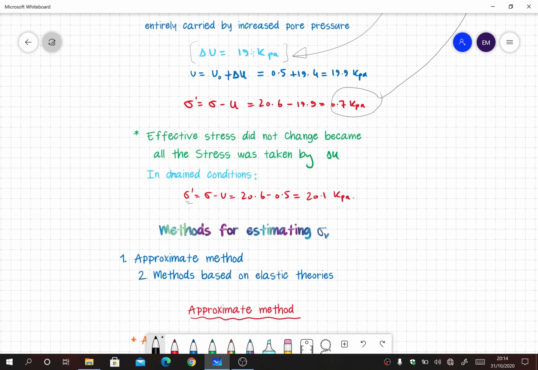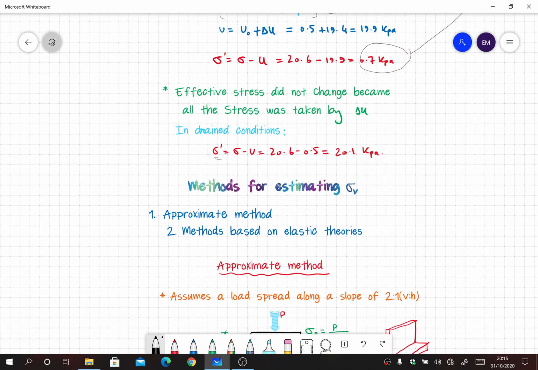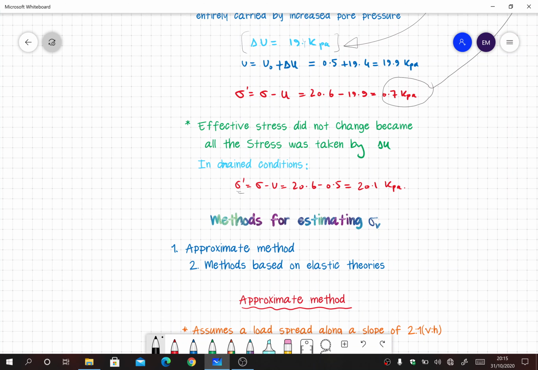So this is once load is transferred from the pore pressure to the grain to grain contact. Alright, so that was all for the first portion of the topic of the stress distribution that was due to the self weight of the soil.